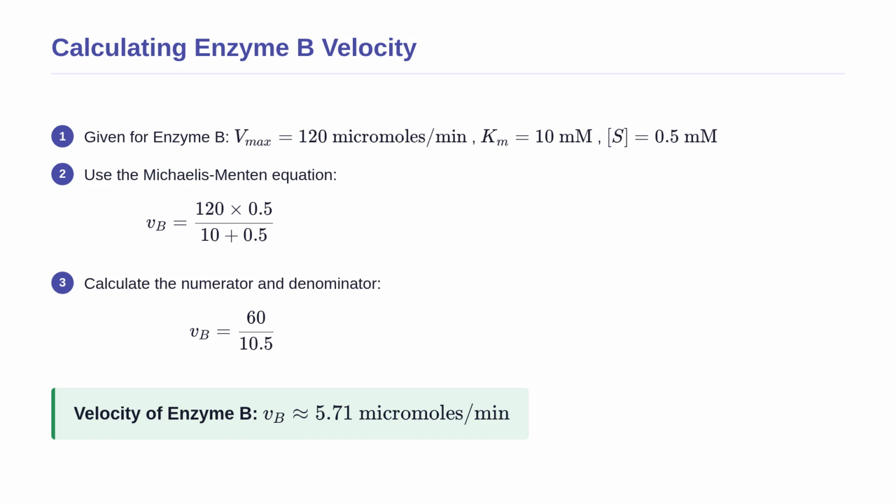This setup shows how the large Km value dominates the denominator, pulling the overall velocity down. Dividing 60 by 10.5 gives a final velocity of approximately 5.71 micromoles per minute. Physically, this shows enzyme B is barely working compared to enzyme A.